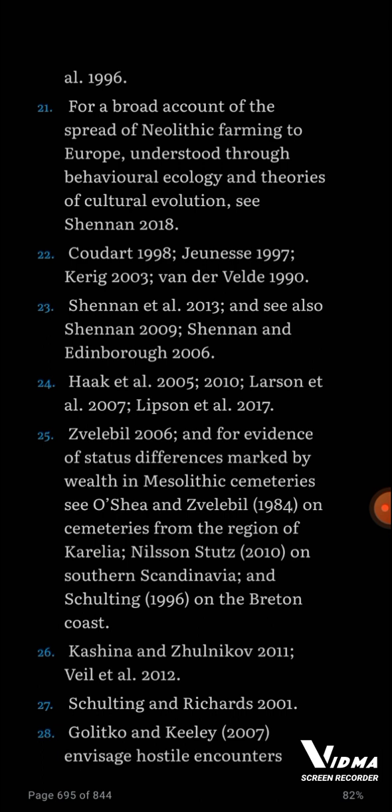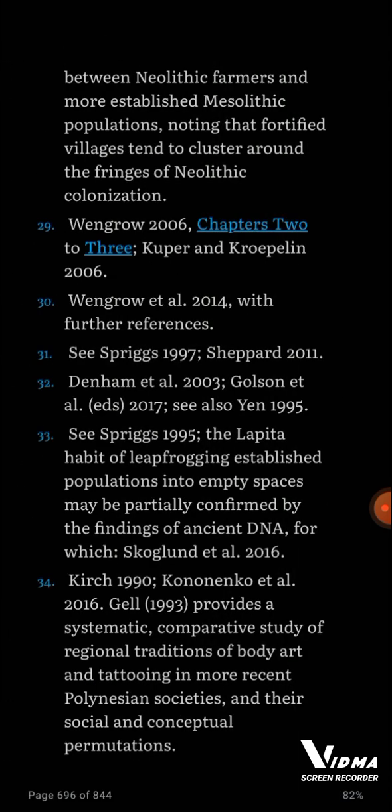Kolitko and Kelly 2007. Emphasis hostile interactions in the context between Neolithic farmers and more established Mesolithic populations, noting that fortified villages tend to cluster around the fringes of Neolithic colonization. Wengrow 2006, Chapters 2 to 3, Cooper and Copeland 2006. Wengrow et al. with further references.